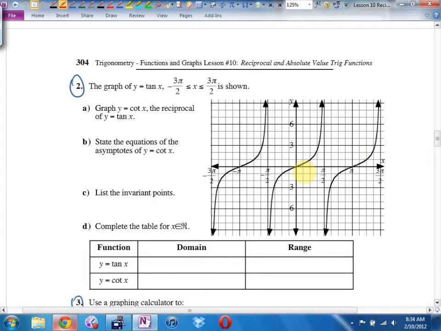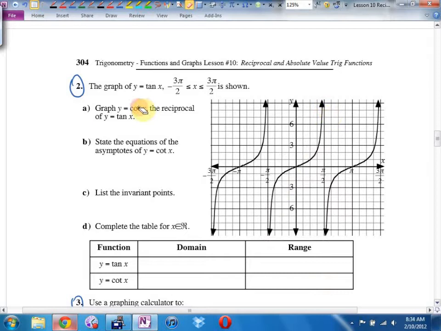You can derive that by knowing that tangent is y over x, and when is y over x 0? When the top y is 0, when you're 0 high, which is right here. I also know that tangent of 90 degrees, tangent of pi by 2, is undefined, and negative pi by 2, because I know it's symmetrical. Let me erase that because they want me to graph cotangent on here. I also remember the shape of tangent.